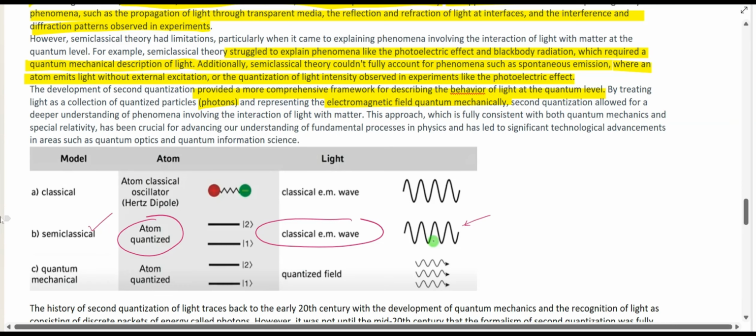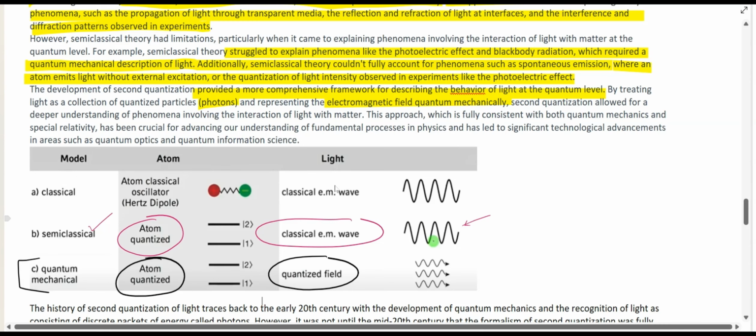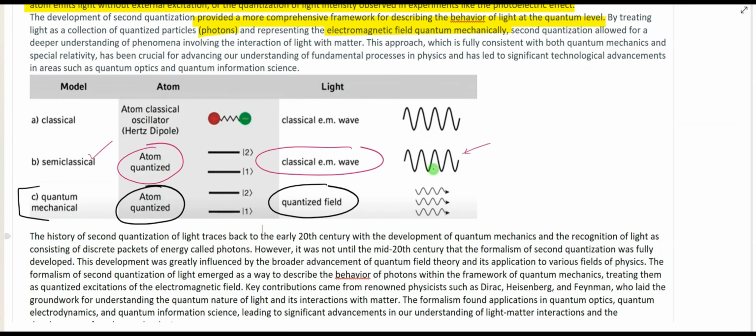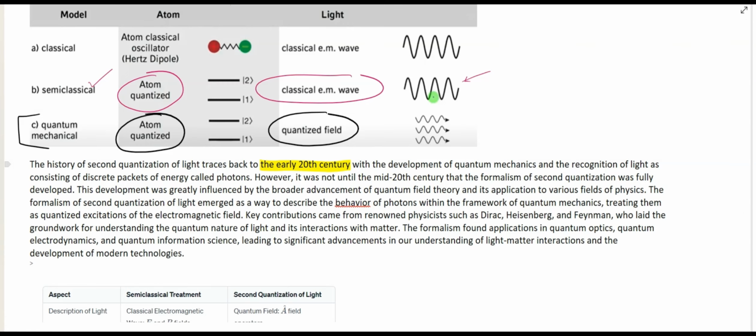So now, in this second quantization, we will consider that the atom is also quantized, as well as the light, which is a quantized field rather than a classical electromagnetic wave. The history of second quantization traces back to the early 20th century with the development of quantum mechanics and the recognition of light as consisting of discrete packets of energy called photons. However, it was not until the mid 20th century that the formalism of second quantization was fully developed.